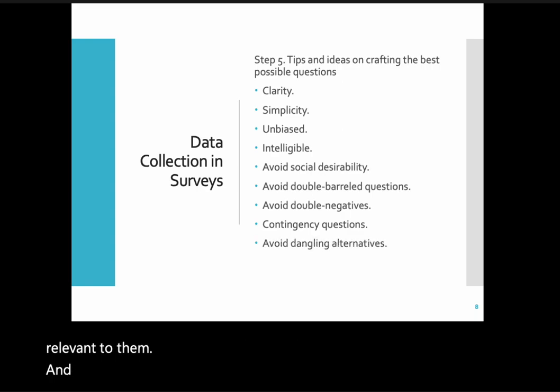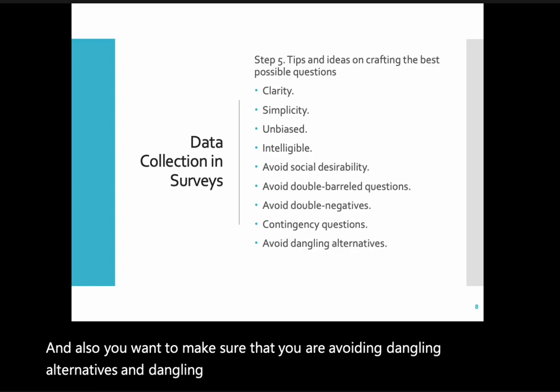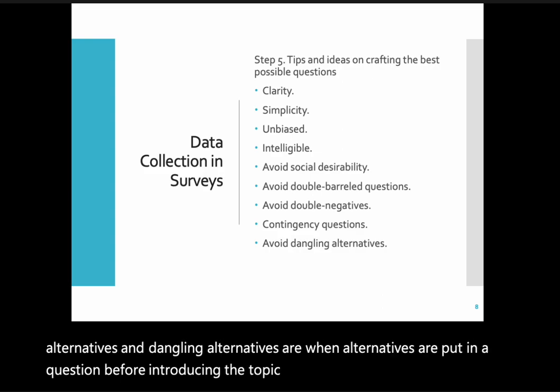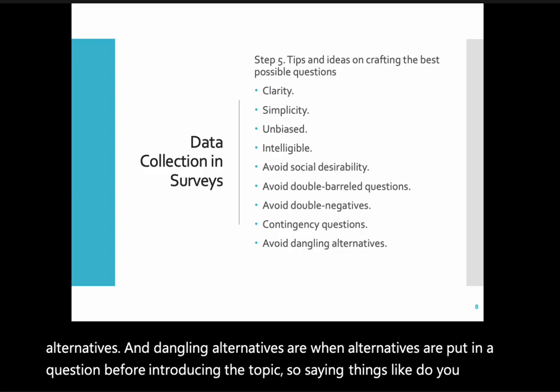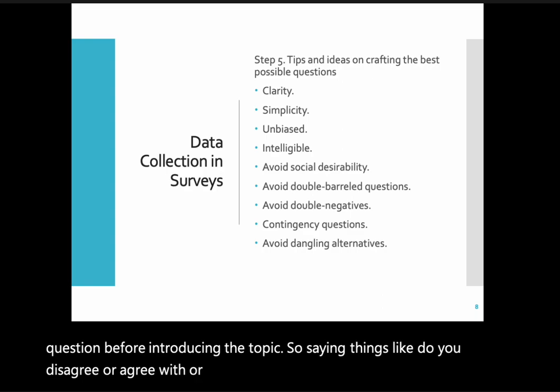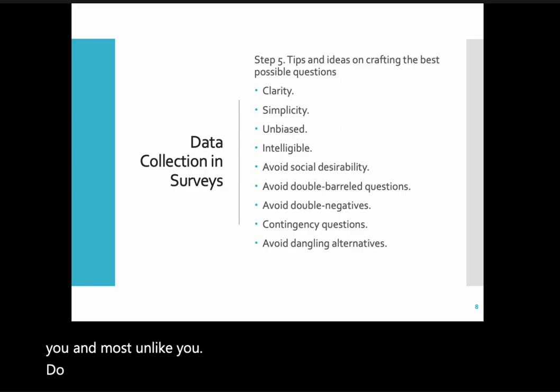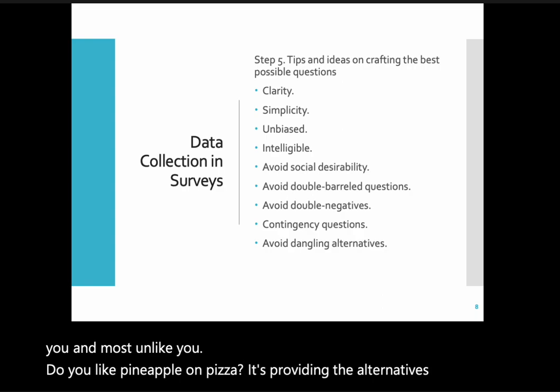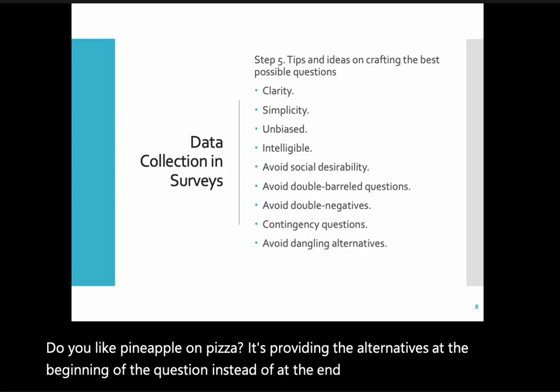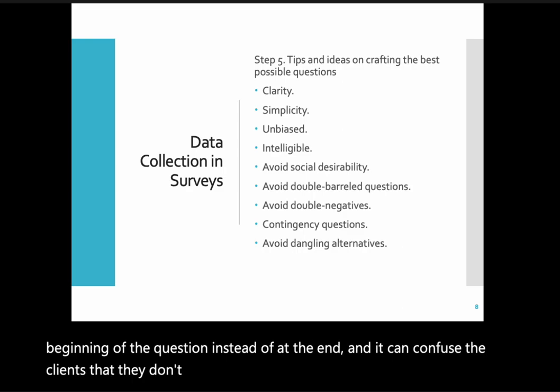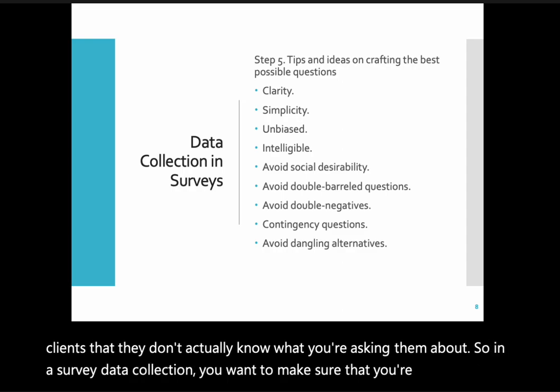And also, you want to make sure that you are avoiding dangling alternatives. And dangling alternatives are when alternatives are put in a question before introducing the topic. So saying things like, do you disagree or agree with, or on a scale of 1 to 10, with this being most like you and most unlike you, do you like pineapple on pizza? It's providing the alternatives at the beginning of the question instead of at the end, and it can confuse the client so that they don't actually know what you're asking them about. So in a survey data collection, you want to make sure that you're putting those alternatives at the end.